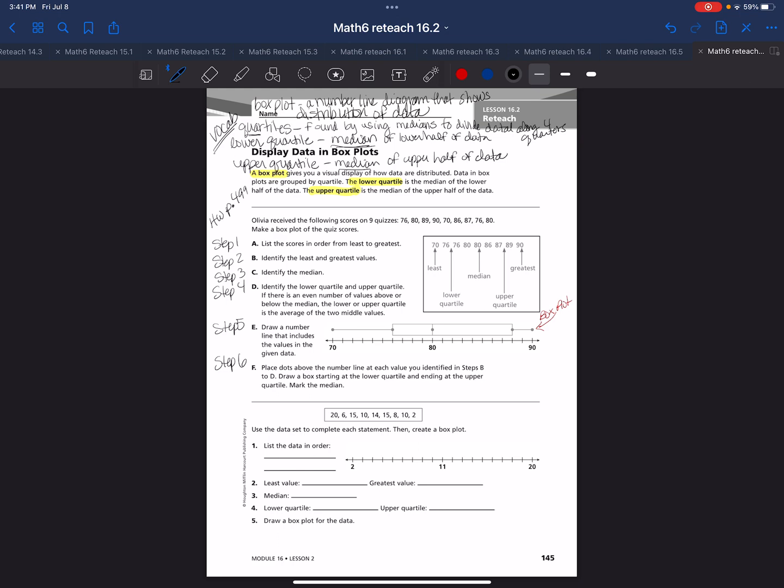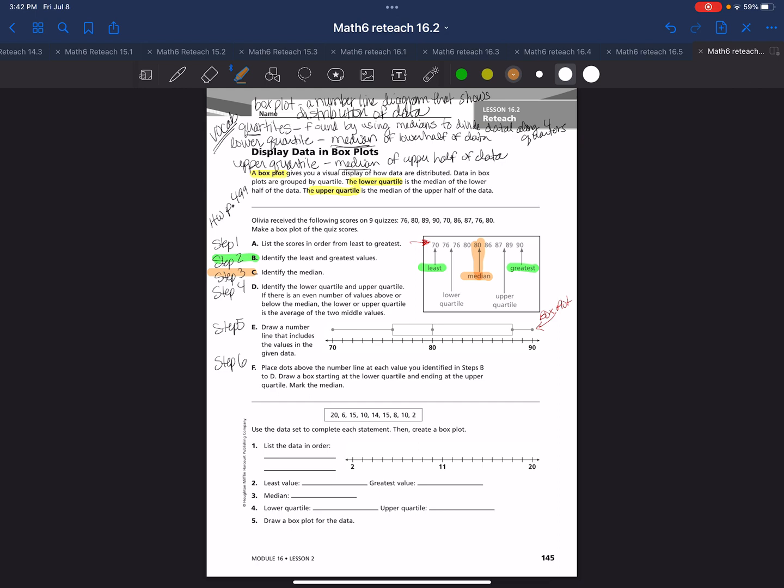So step 1 is we need to list the scores in order from least to greatest. And you can see right here that they've done that in step 1. They've listed all of the data from least to greatest. Step 2 says identify the least grade and the greatest value. So identify the least and the greatest here of the data set. Step 3 says we need to identify the median. So remember, the median is your middle number after you've put it in order from least to greatest. So that would be 80. So 80 is our median.